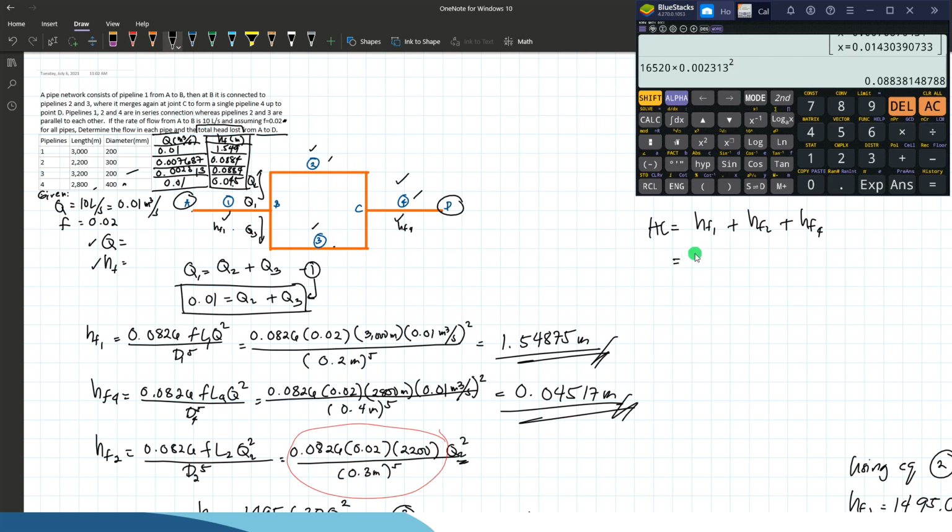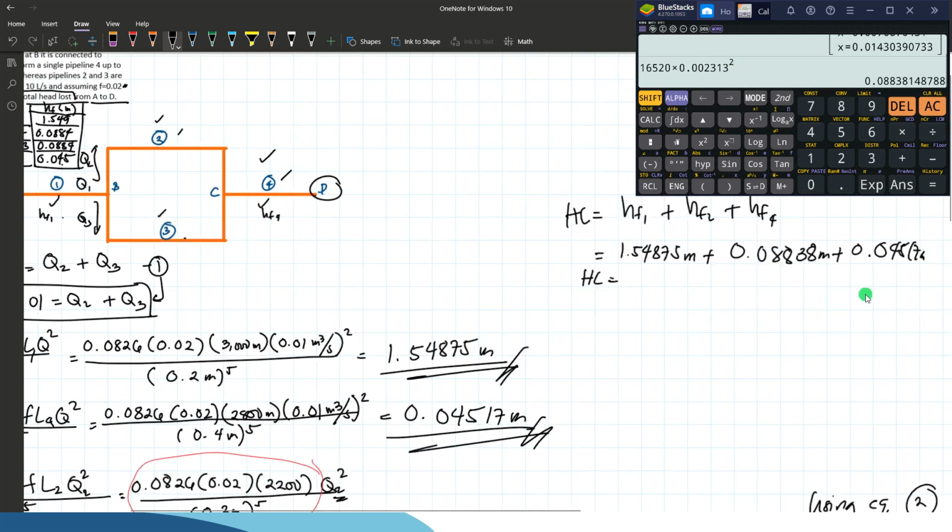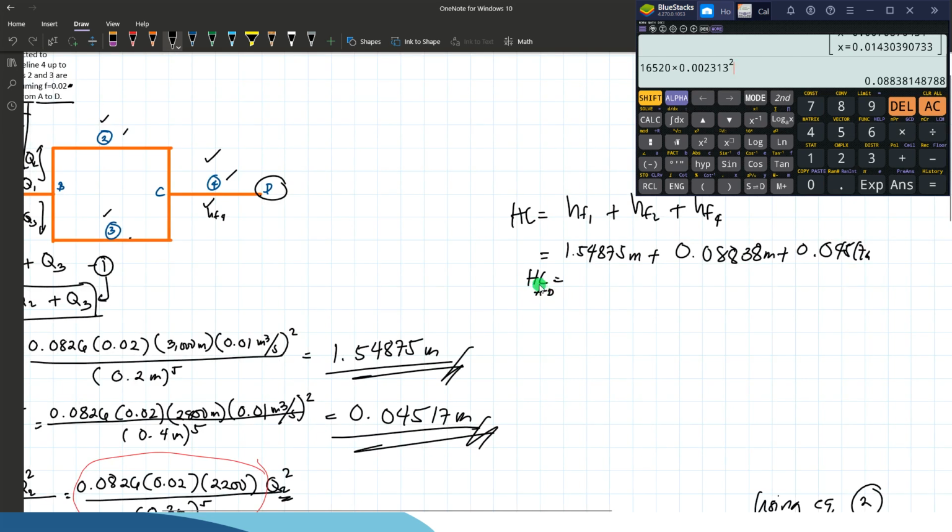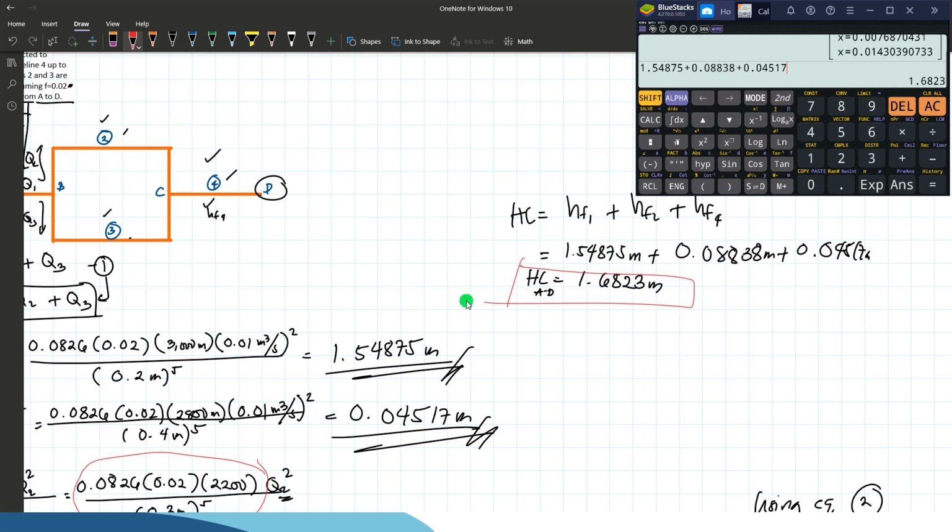So just add the 3: 1.54875 meters plus 0.08838 meters plus the last 0.04517. So the total head loss from point A to D is 1.54875... Okay, total head loss is 1.6823 meters. So that's the answer.